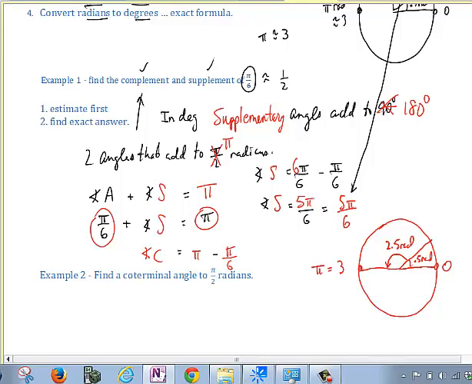So if you check that out, 5 pi over 6 is like 5 times 3, because pi is equal to 3, divided by 6, which equals about 2.5. So my answers correspond. Hopefully this helps make doing your work for supplementary and complementary angles easier for estimating them, but we do want you to do the work that requires you to find the exact value.